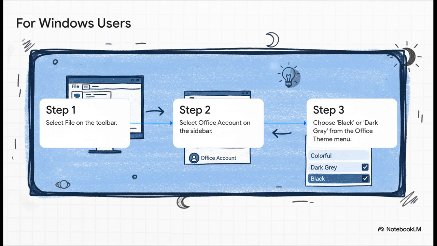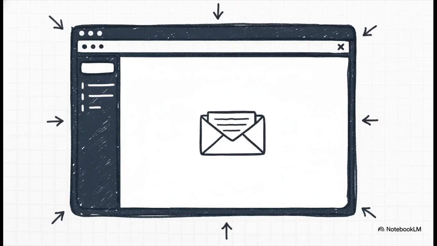Oh, and just a heads up, this change will apply across your other Office apps too, like Word and Excel, which is pretty neat. But hold on, here's a great little pro tip. What if you love the dark look for the app itself, but when it comes to actually reading your emails, you prefer that classic black text on a white background? Well, guess what? Outlook has you covered with a really specific setting just for that.